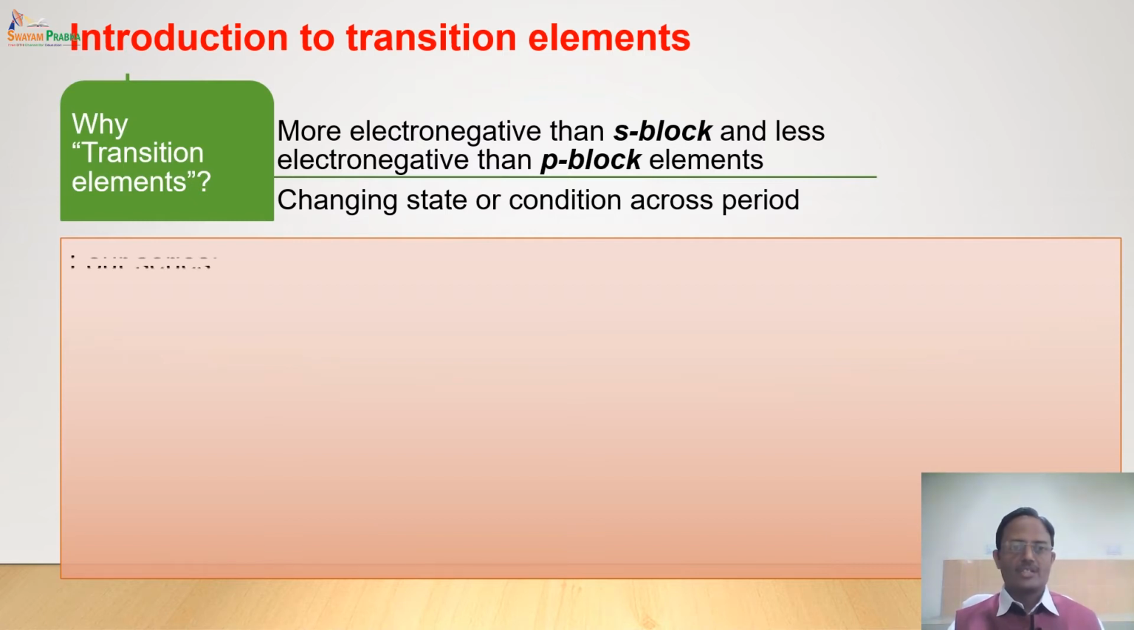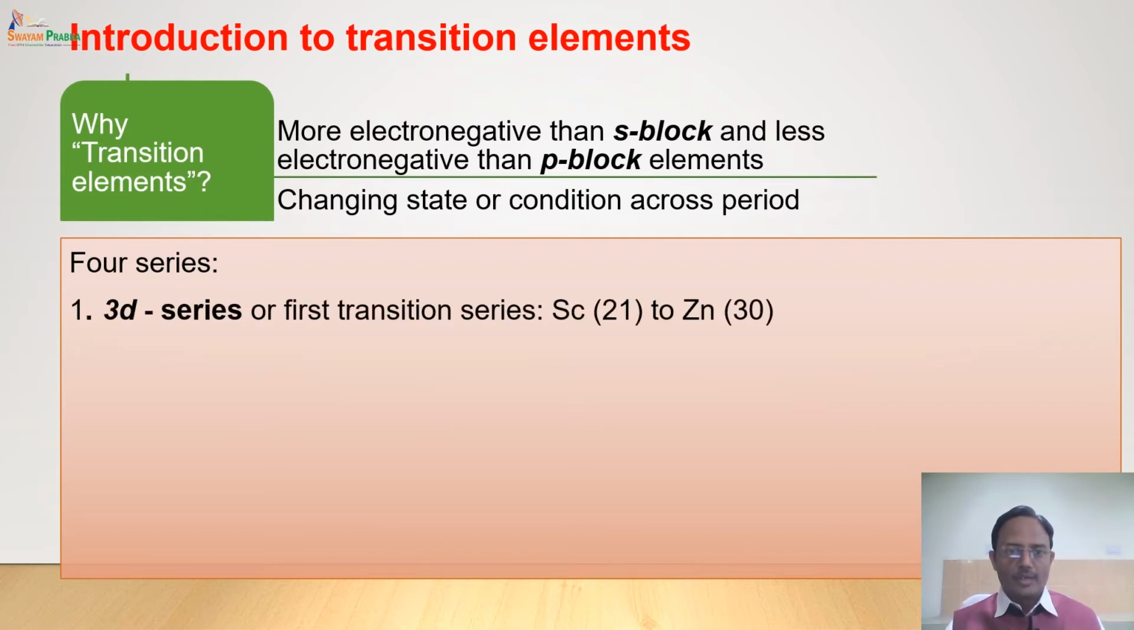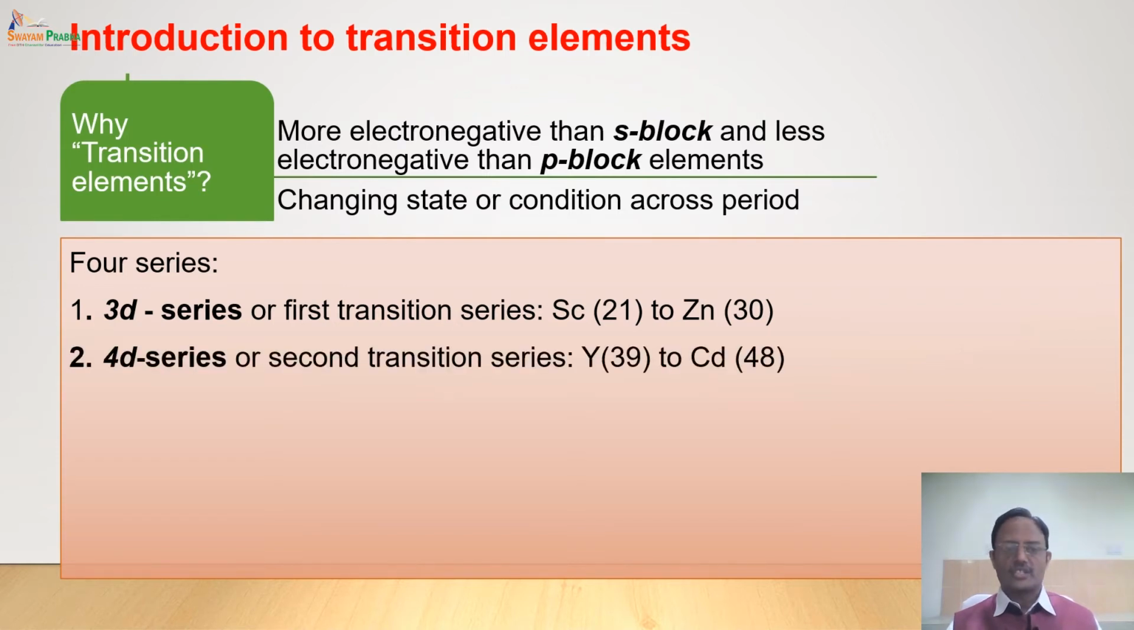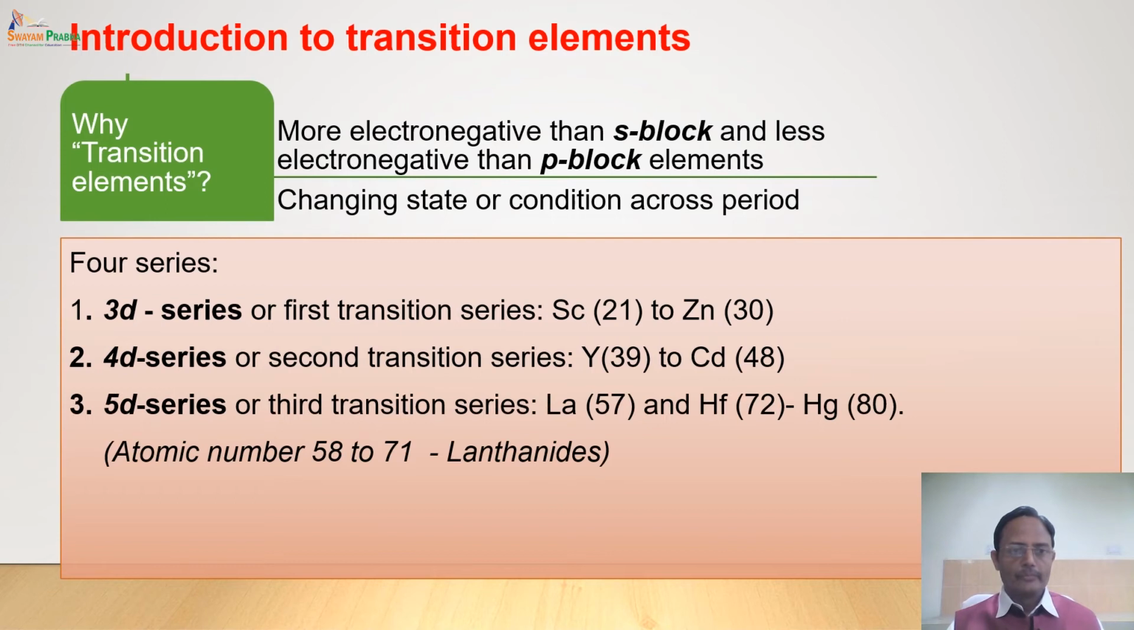Now these elements are classified into 4 series. The first transition series, also called the 3d series, extends from scandium with atomic number 21 to zinc, atomic number 30. The second transition series or the 4d series extends from yttrium to cadmium. The 5d series or third transition series extends from lanthanum with atomic number 57 and then from hafnium to mercury.